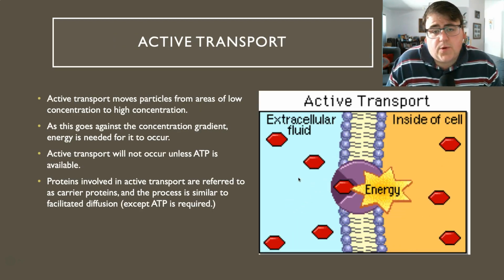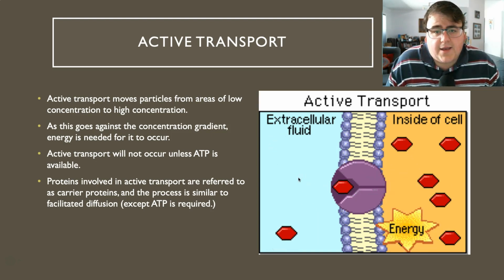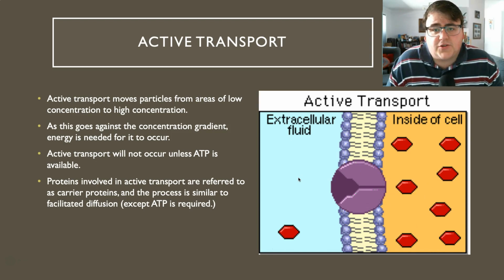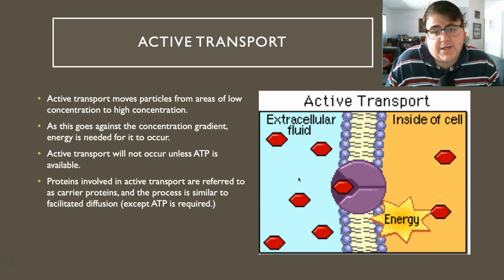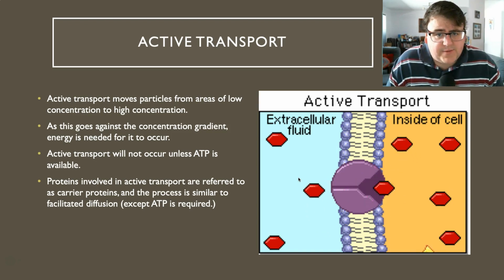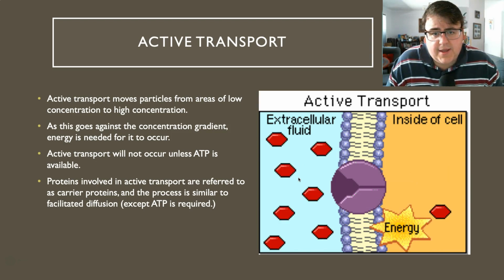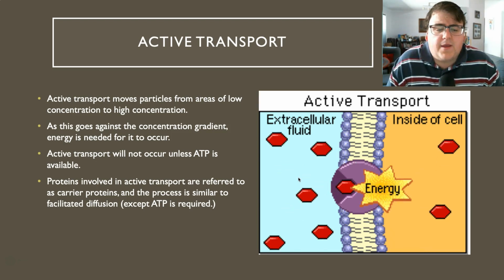Active transport is when we're moving from areas of low concentration to high concentration, and because of that we're moving against the concentration gradient, which means we require energy to physically make that transport occur. Active transport will not occur without ATP. Remember, we looked at ATP last week, adenosine triphosphate.